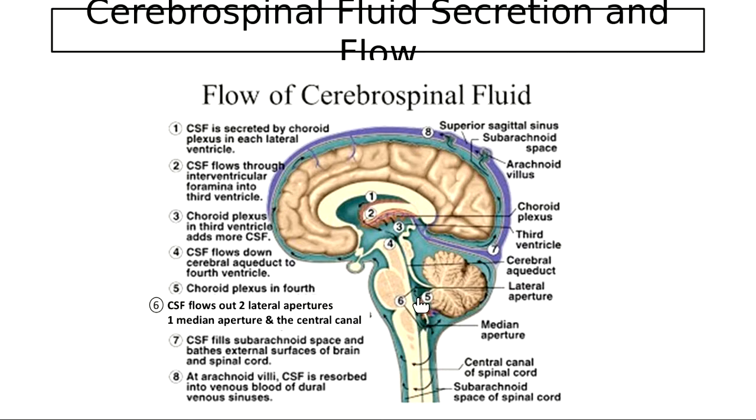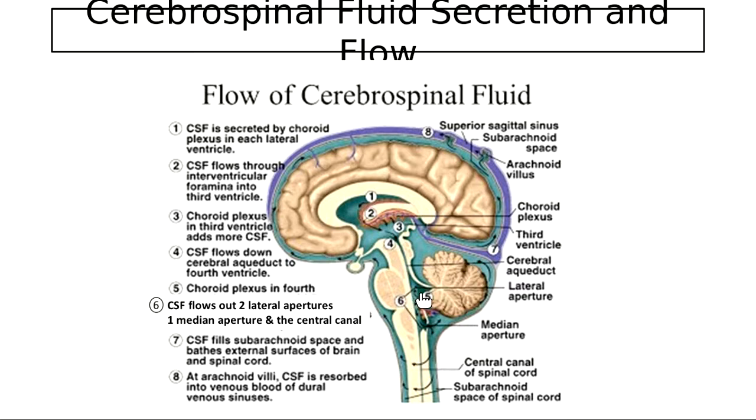Now 6, cerebrospinal fluid flows out of 2 lateral apertures. Now they show one right here, but there's one on the left and one on the right. So that's how it's going to leave the fourth ventricle. There's one median aperture. It's at the back, and you can see the arrows coming out there. And the central canal, right down the center of the spinal cord. So there are 4 exits from the fourth ventricle that cerebrospinal fluid will leave from.